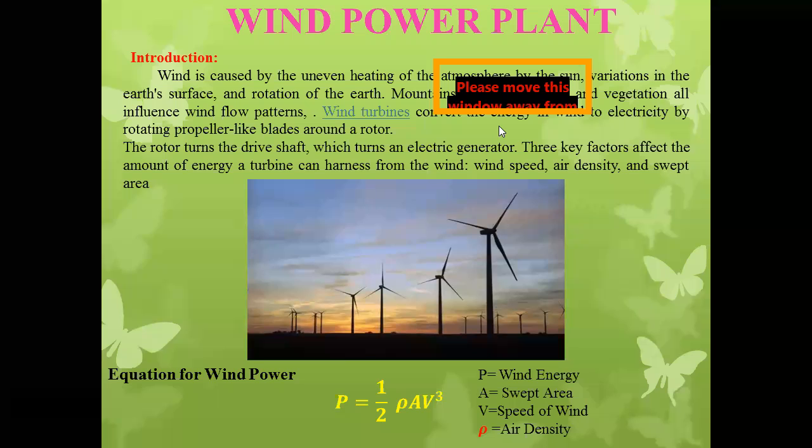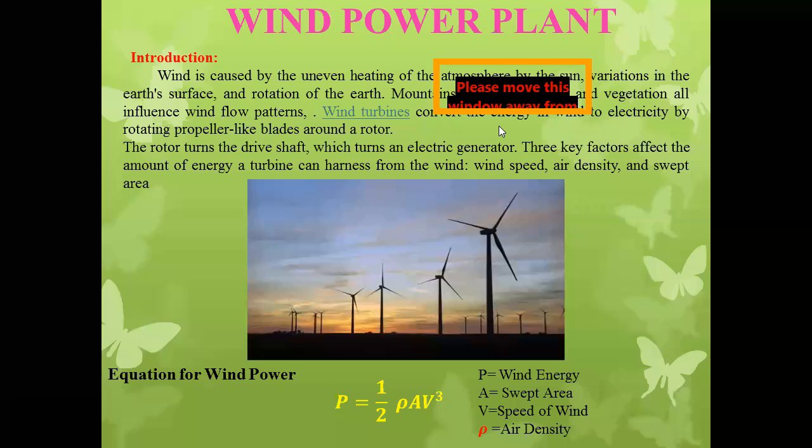Okay, so the major reasons behind the development of the wind are the uneven surface of the earth, the rotation of the earth, and solar radiation. These are the three reasons behind the development of wind. So that wind energy can be harnessed and converted into electricity by using wind turbines.